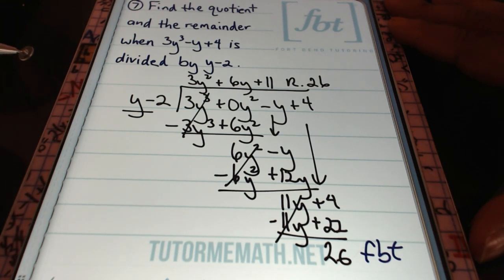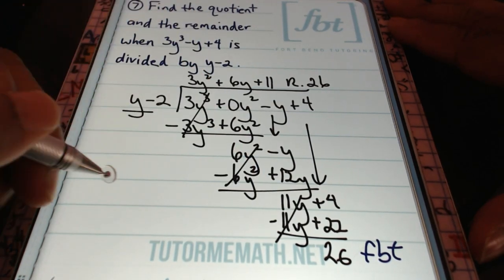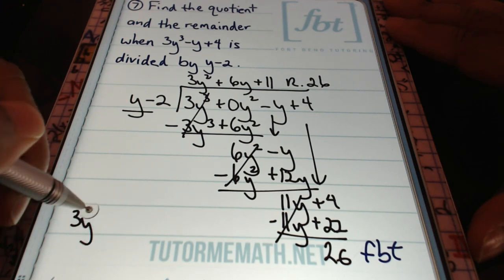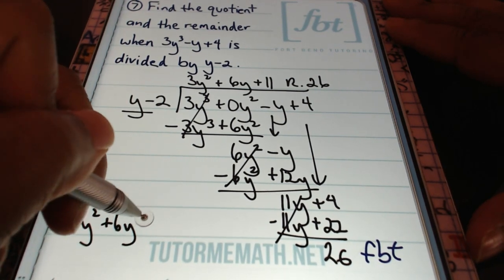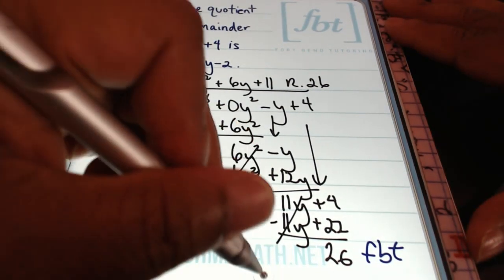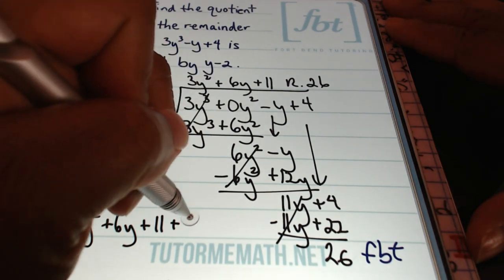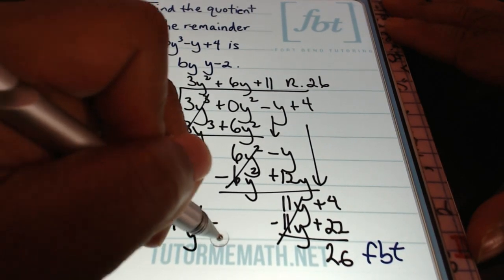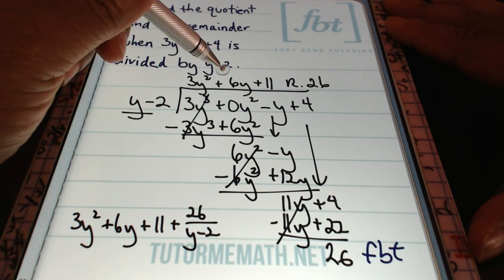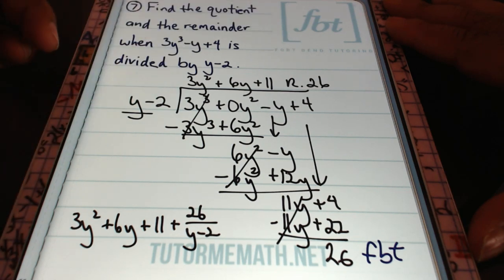Because if we were going to include the remainder as part of the answer, you would have had it written like this. If they would have just said find the quotient of this, we would have had the problem written as 3y squared plus 6y plus 11 plus 26 over the divisor of y minus 2. See, the answer would look like this if they wanted just the quotient of that. But since they separately wanted the quotient and the remainder, we're saying that the quotient is 3y squared plus 6y plus 11 with a remainder of 26.